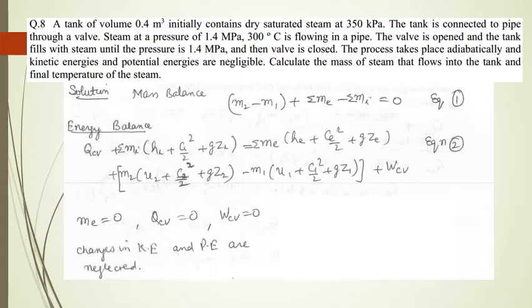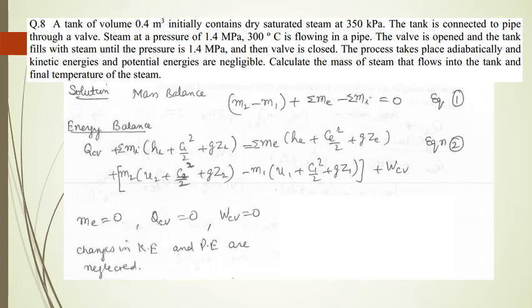A tank of volume 0.4 meter cube initially contains dry saturated steam at 350 kilopascal. The tank is connected to a pipe through a valve. Steam at a pressure of 1.4 megapascal and 300 degrees Celsius is flowing in the pipe. The valve is opened and the tank fills with steam until the pressure is 1.4 megapascal, and then the valve is closed. The process takes place adiabatically, and kinetic and potential energies are negligible. Calculate the mass of steam that flows into the tank and the final temperature of the steam.